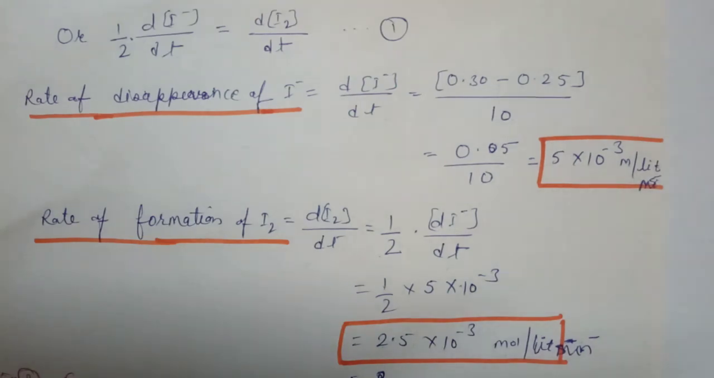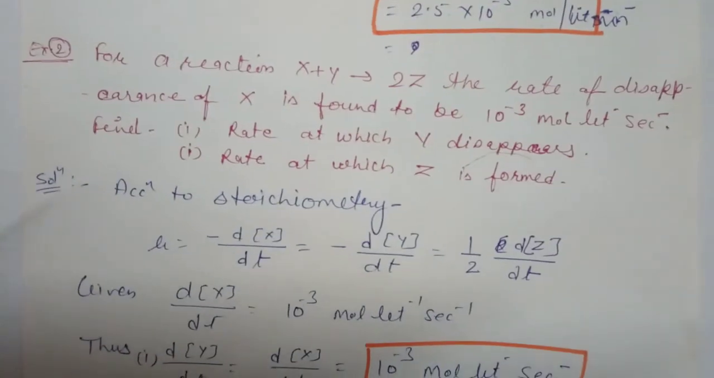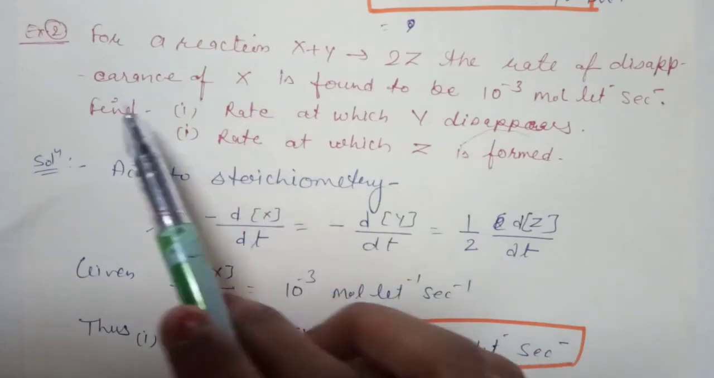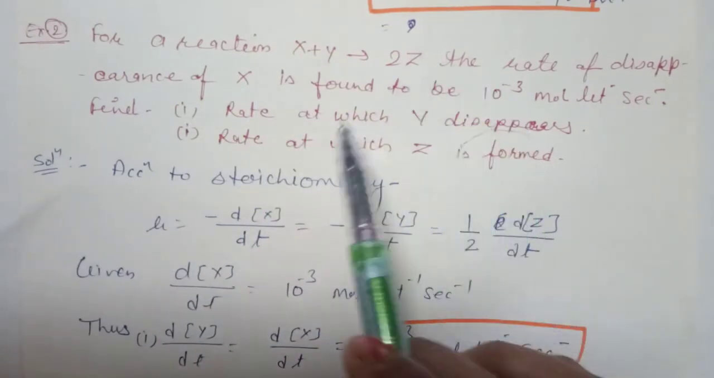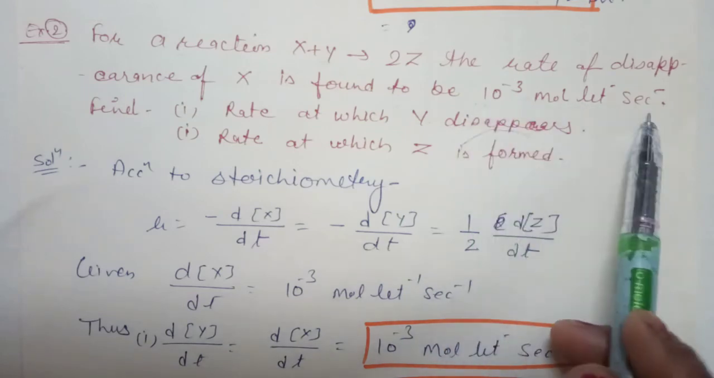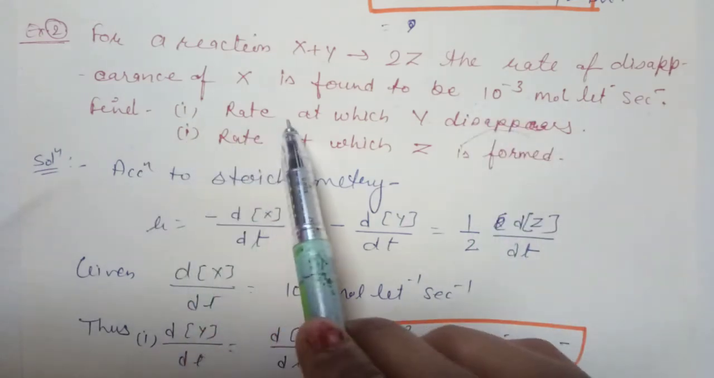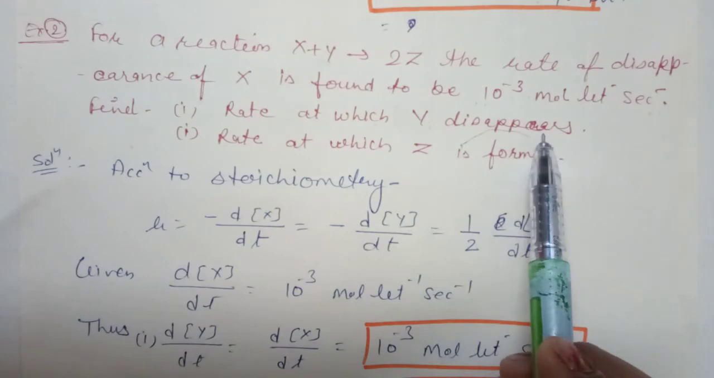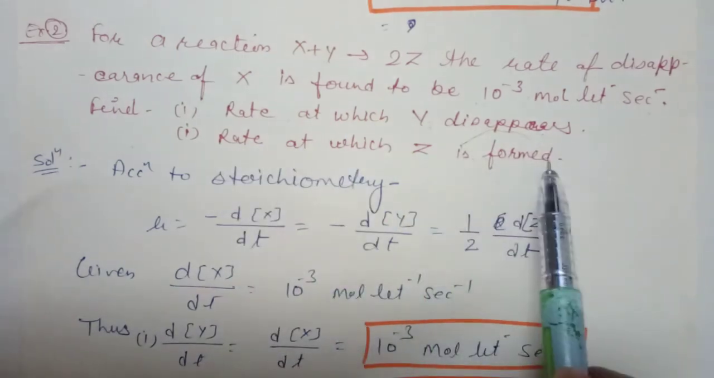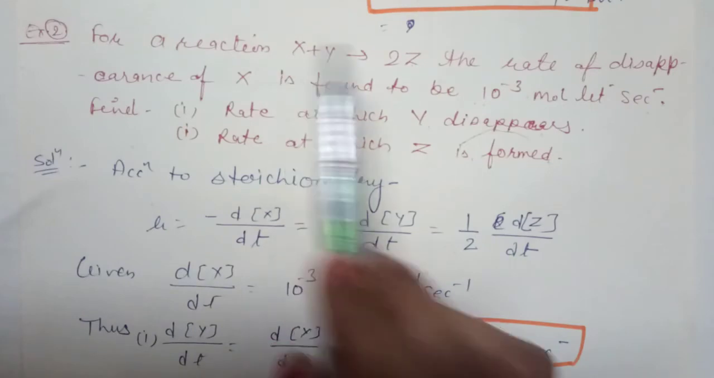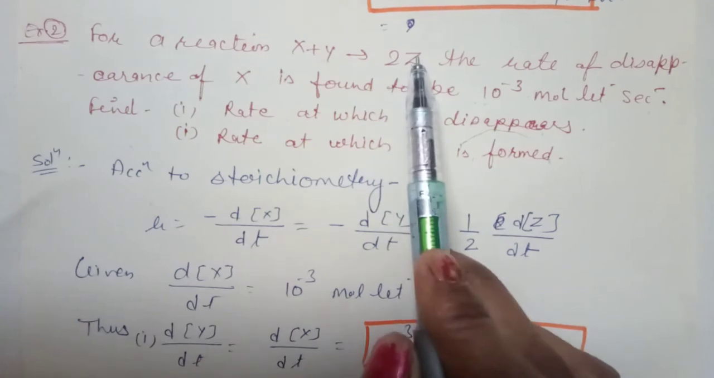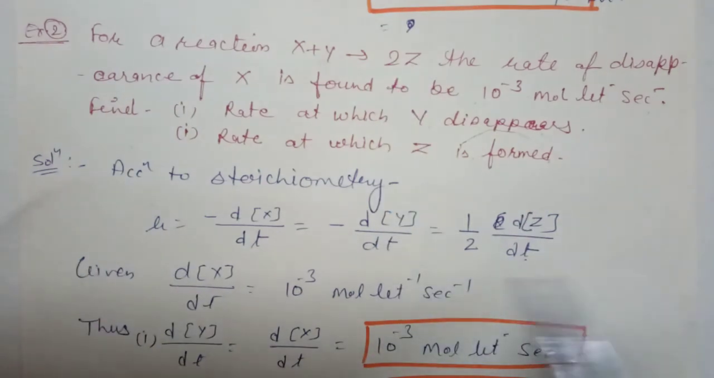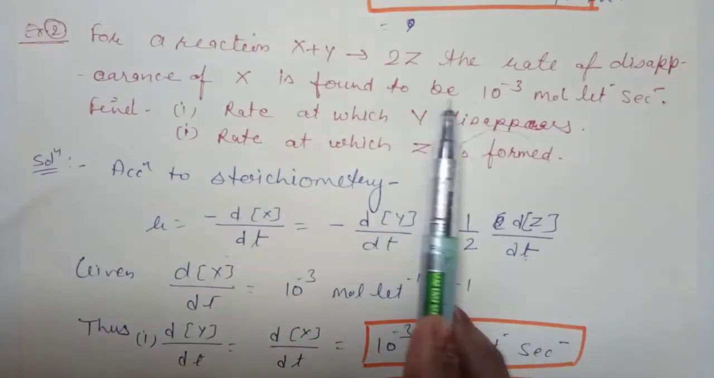Okay, see one more example for a reaction: X plus Y is equal to 2Z. The rate of disappearance of X is found to be 10 to the power minus 3, meaning dx/dt is equal to 10 to the minus 3 moles per liter per second. Find the rate at which Y disappears and the rate at which Z is formed. First of all, according to stoichiometry, R is equal to minus dx/dt is equal to minus dy/dt is equal to 1 upon 2 dz/dt. This is the relationship.